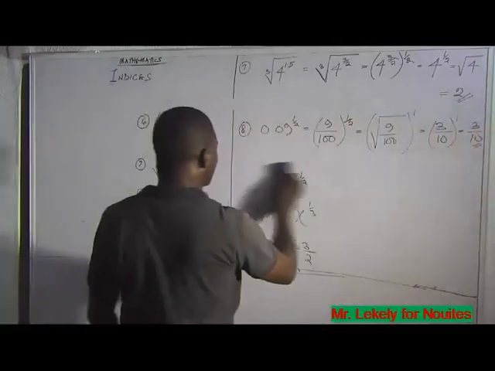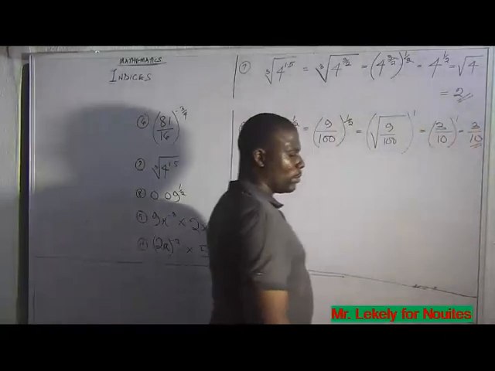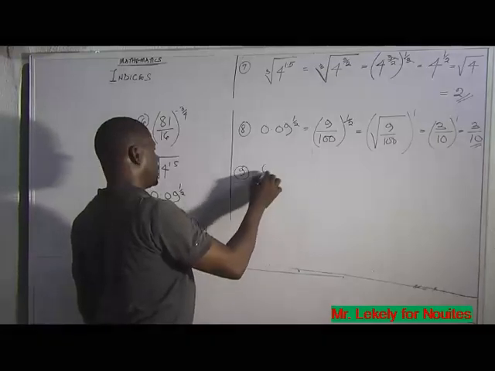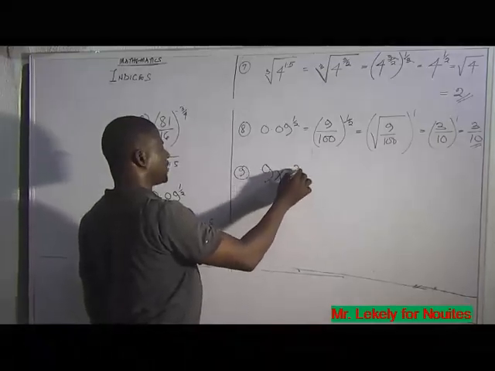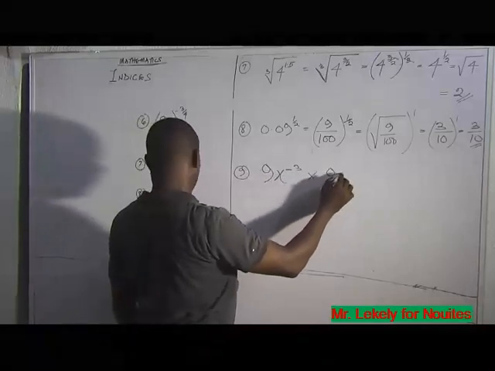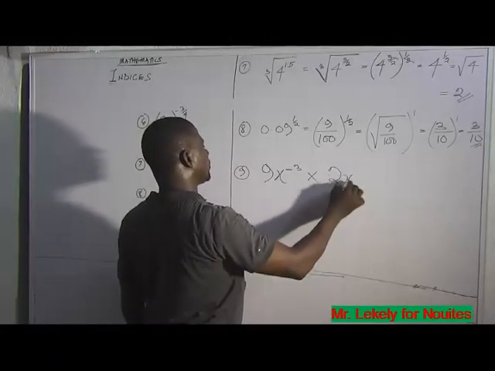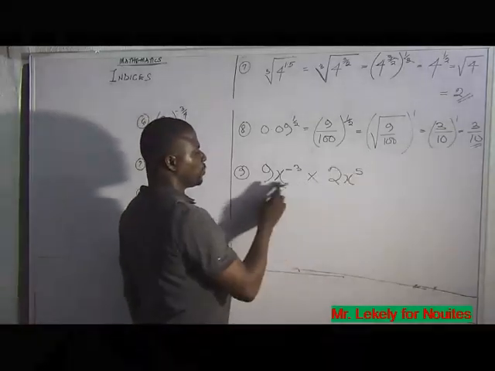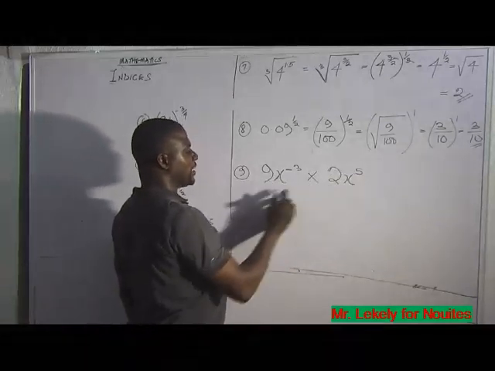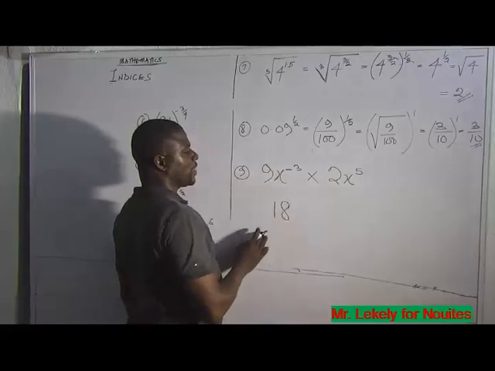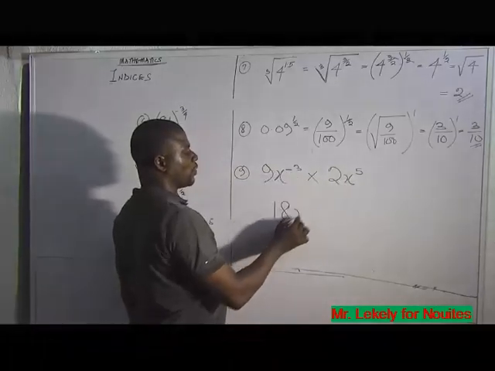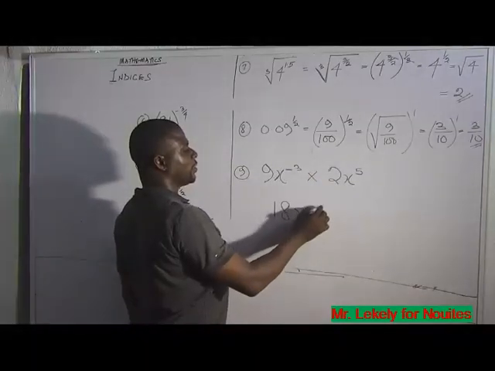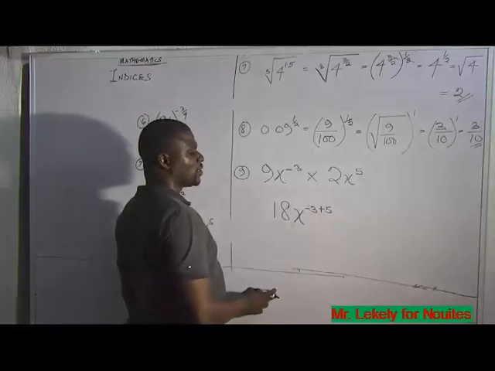Now let's solve number 9 question. Number 9 question, you have 9x raised to power minus 3 times 9 times 2x raised to power 5. You look at this. Now you will see that in this one, you can first pick your 9 and 2, bring them together. 9 times 2 is 18. Then this x, they are the same. You pick one of it. And because it's times, you will add the power. Minus 3 plus 5. You see that?